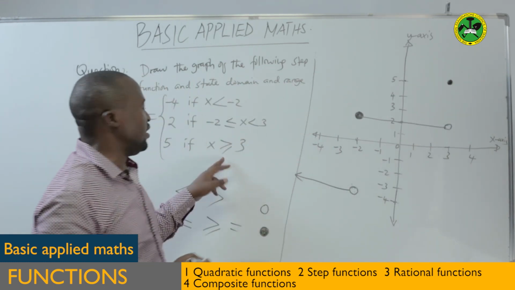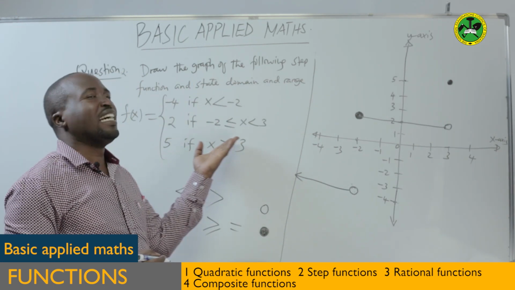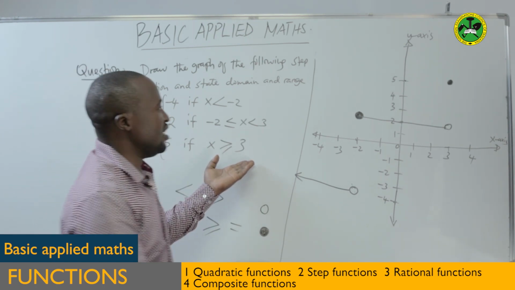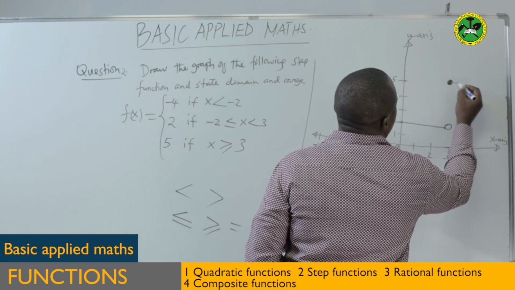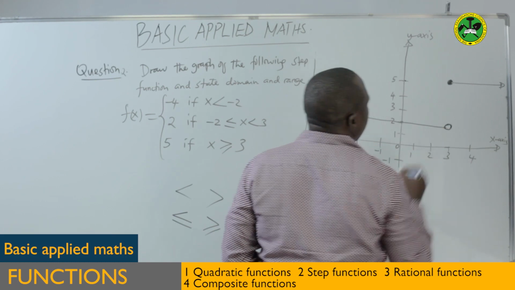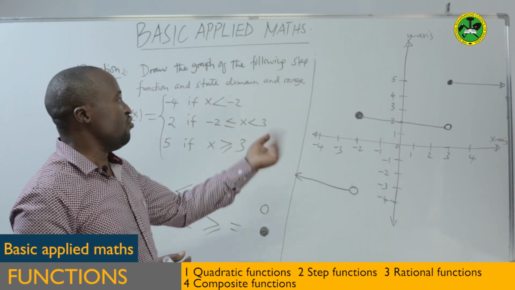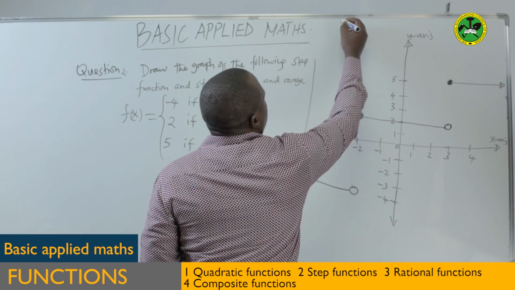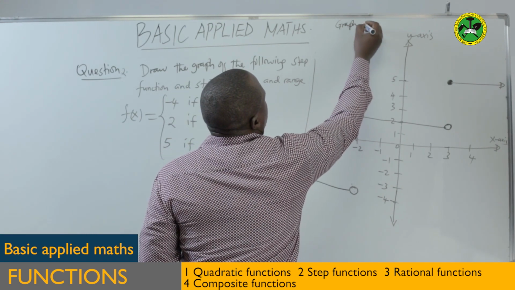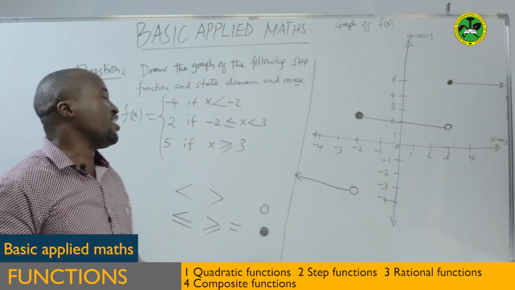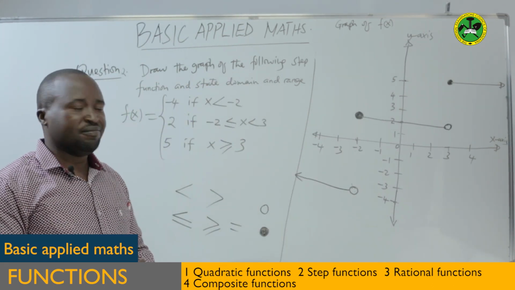Then try to interpret values of x which are greater than or equal to 3. So we go to our right hand side, so it will be this way. Therefore, we've already completed our step function graph. So this is the graph. Just write graph of f of x. Remember, f of x is a step function.